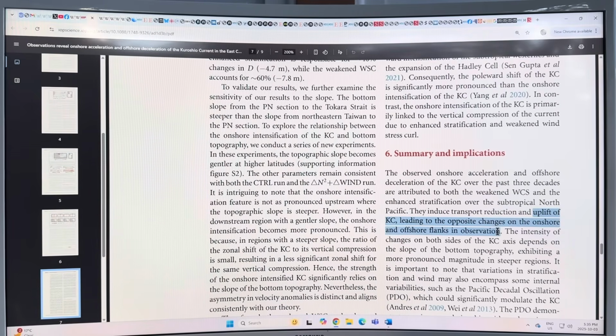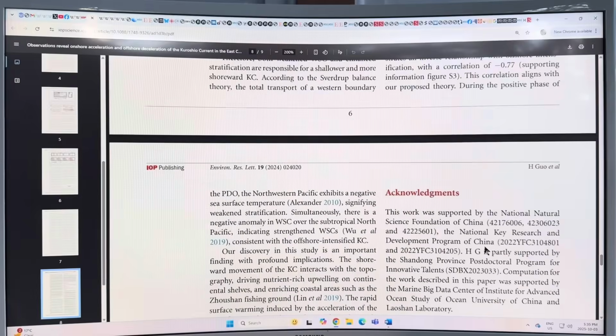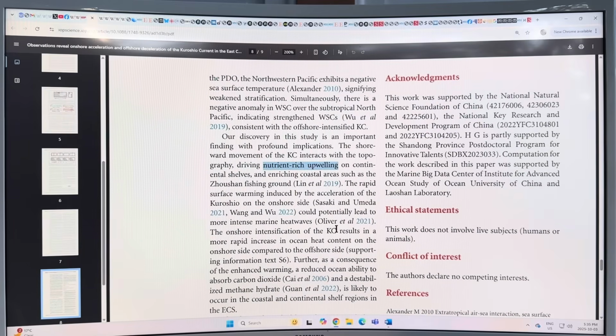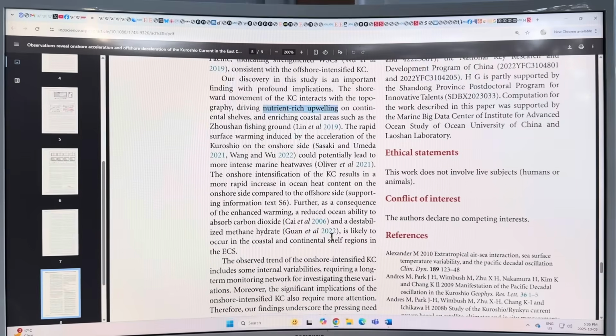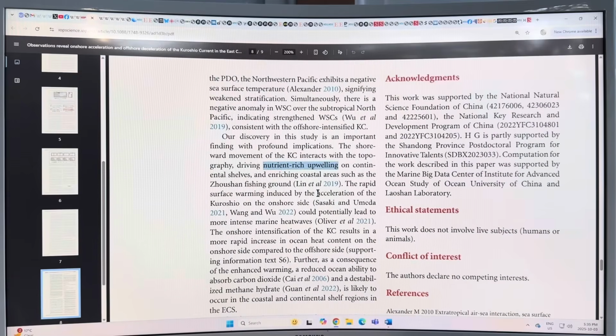So basically what we're seeing here, they talk about the slope of the bottom topography and some other effects, and this is important. It says, our discovery is an important finding with profound implications to nutrient upwelling, to fishing in the region, but I'm thinking more of the global climate circulation system, both in the oceans and atmosphere. This is indicative of changes in that.